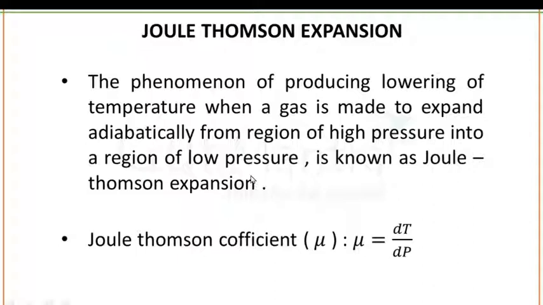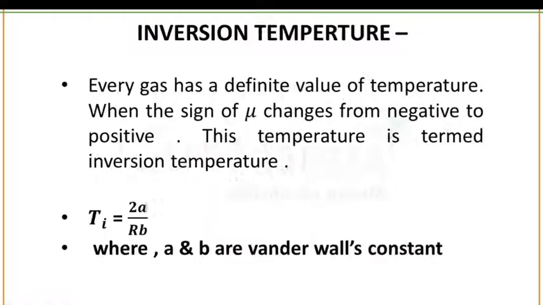Okay. Now Joule-Thomson expansion. In this particular slide, what you need to learn is the Joule-Thomson coefficient, that is mu, and mu's value is equal to dT upon dP. What are dT and dP? T is your temperature and P is your pressure. So Joule-Thomson expansion is the phenomenon of producing a lowering of temperature when a gas is made to expand adiabatically from a region of high pressure into a region of low pressure. So the Joule-Thomson coefficient is denoted by the symbol mu, and mu is equal to dT upon dP.